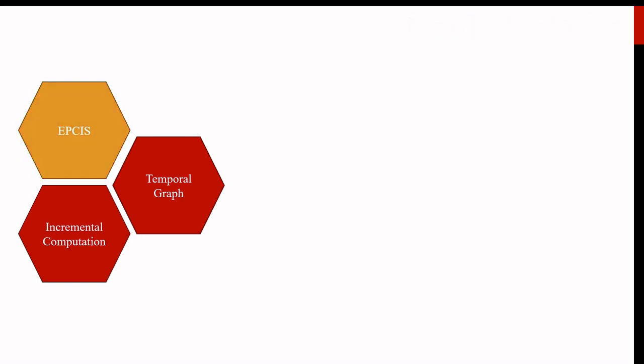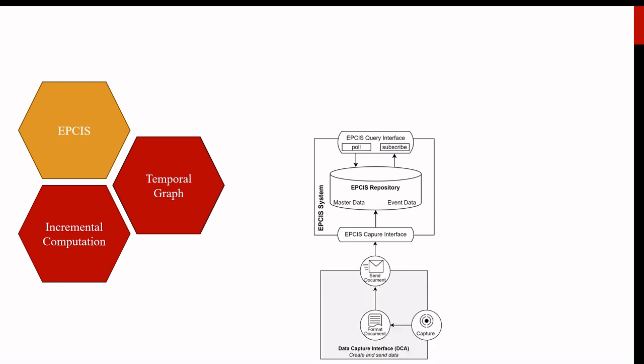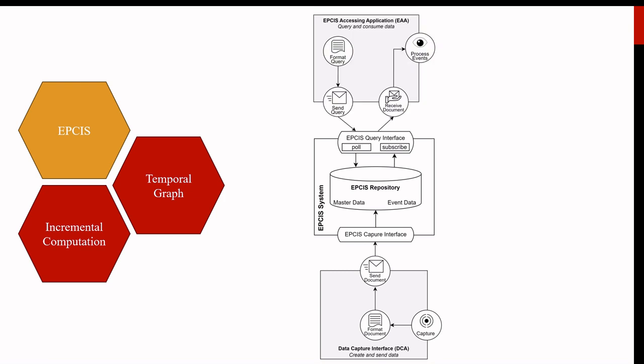EPCIS enables object traceability by defining the data structure of objects and events, and the service interfaces to capture and query them. It has two interfaces to interact with external applications. The EPCIS capture interface interacts with the data capture application or DCA. The DCA formats the supply chain data as an EPCIS document and sends it to the EPCIS system. The EPCIS query interface interacts with the EPCIS accessing application or EAA. The EAA formats a query and sends it to the EPCIS system to receive an EPCIS document.